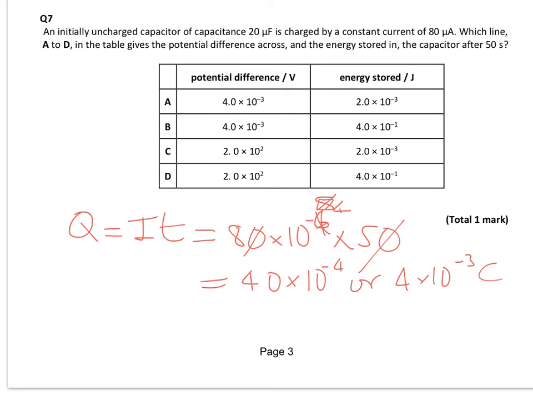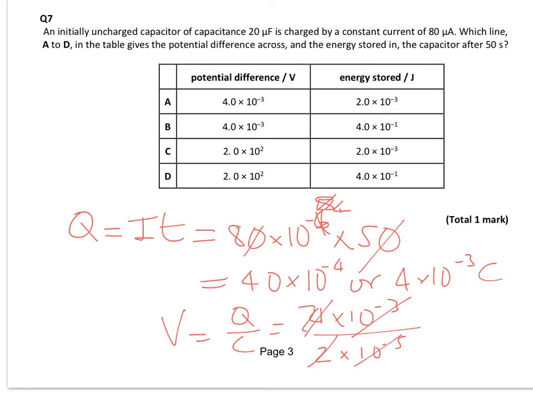coulombs. Now V is Q divided by C, so that would be 4 times 10 to the minus 3 divided by 2 times 10 to the minus 5. Cancel those, gives you 2. Cancel those, gives you 10 to the minus 2. So it's going to be 2 times 10 to the 2. So it's one of C or D.